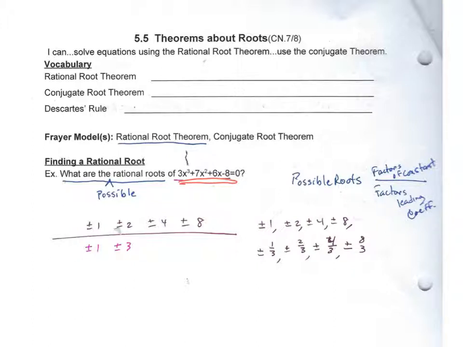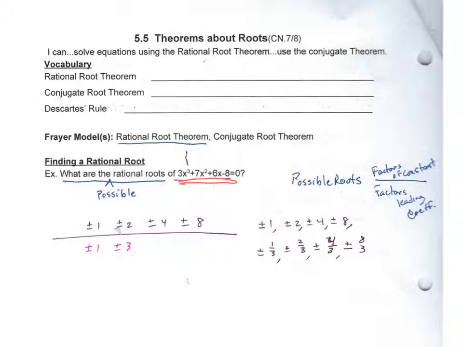What we do is take the factors of the constant and divide it by the factors of the leading coefficient. In this equation, the leading coefficient is 3, and the constant is negative 8. The factors of 3 are easy. That is my leading coefficient, which will be in the denominator. The factors of 3 are simply 1 times 3, so plus or minus 1 and plus or minus 3.